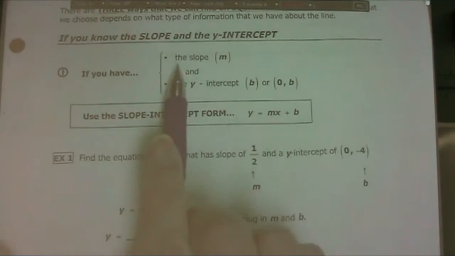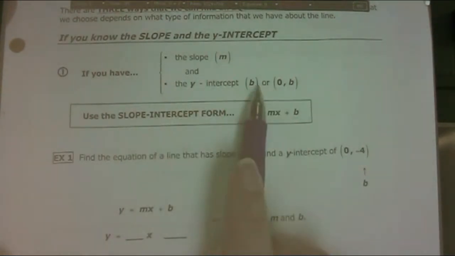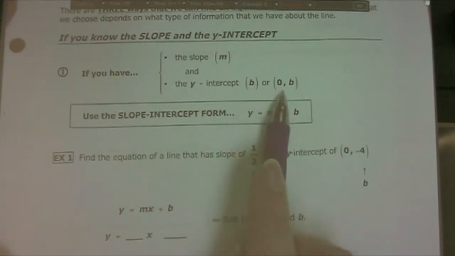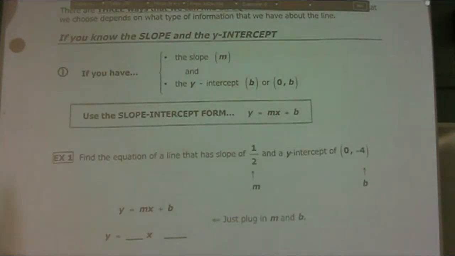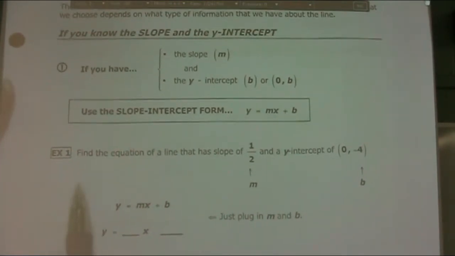And the slope, remember we said, is m. The y-intercept is the point b, or as coordinates, it's (0, b). We can use the slope-intercept form, y equals mx plus b, and we're going to do this so easily. We're going to plug the m right here and the b right here, and we have an equation for a line.